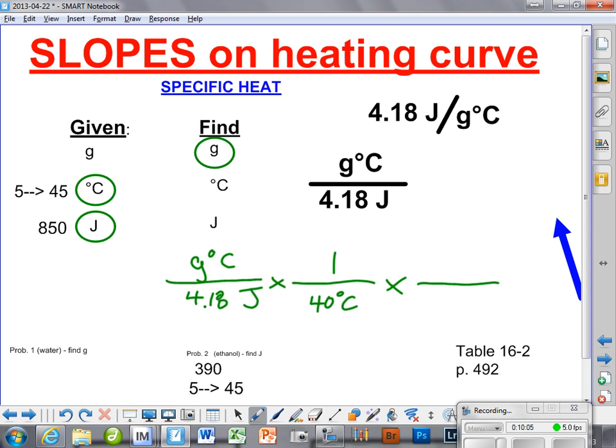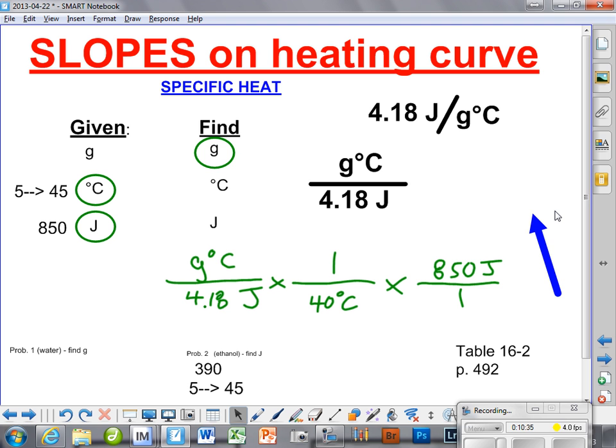850 on the bottom. Is that going to cancel the joules? No, on the top. Okay, 850 has to be on the top because that's joules. That's the given joules. It's not this joules. This is the joules that's part of the specific heat. This is the joules that we were given. Okay, what's on the bottom? Yeah, you got it.